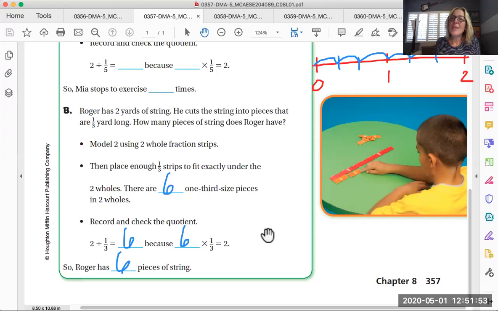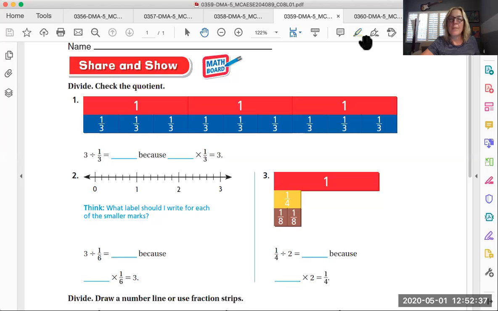So you see how we're using inverse operations to help us with division? We're doing the division, but we're checking it with the multiplication to make sure it makes sense. So now I'd like you to flip over to page 359, and we'll do some problems together here. All right, so you can see there are some fraction strips for number 1, and that's just a visual to help you understand the problem. And if you don't need to use it, that's fine, but it's there for you if you do need to use it.